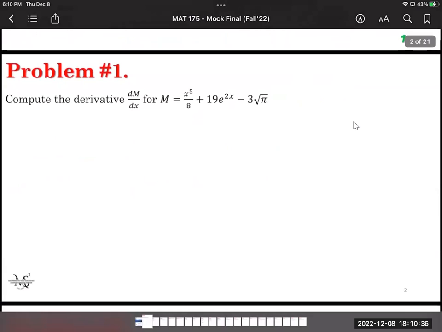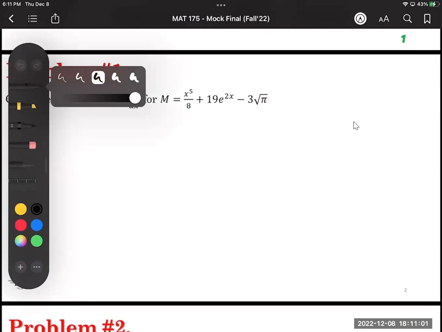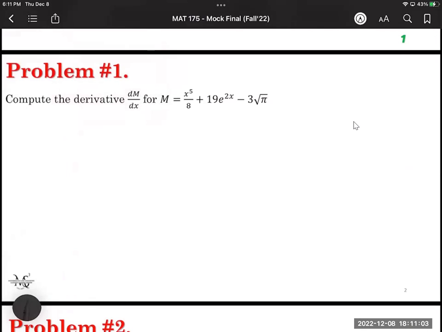Problem number one states: compute the derivative dm/dx, right? Take the derivative of m with respect to x for our function m equals x to the fifth over 8 plus 19e to the 2x minus 3 square root of pi. So, how would I find the derivative of this equation?